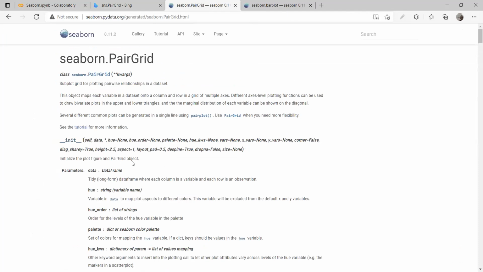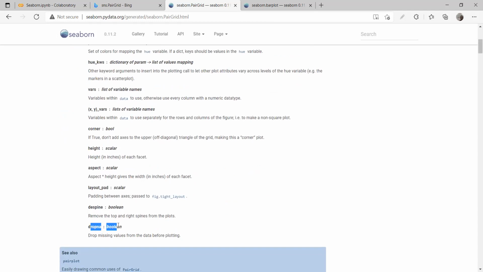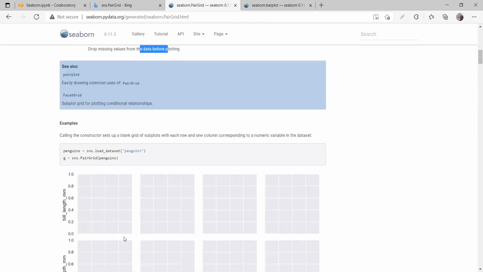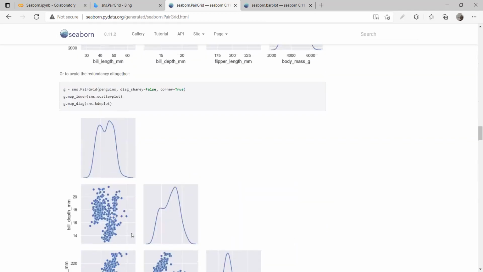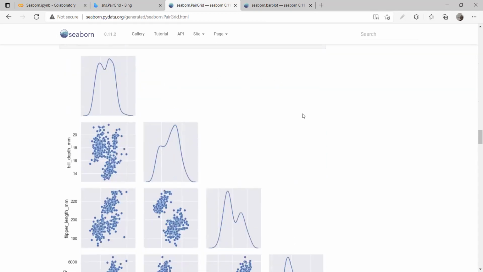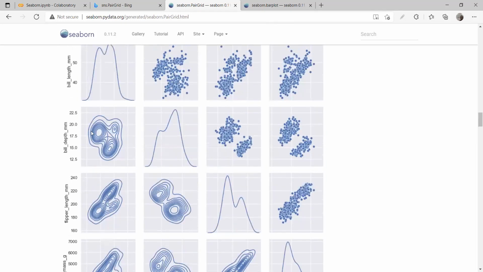So corner is equal to false, dropna is equal to false, despine is equal to true. What is this dropna doing? Dropping missing values from data before plotting. Okay, this is the example, right? You can see the example over here, that they are simply not showing anything on the top, right? So many data scientists and data analysts like to not show anything on the top, because if you convey more information to a business person, he will unnecessarily be confused, if it is giving the same information. This is a variation, right?